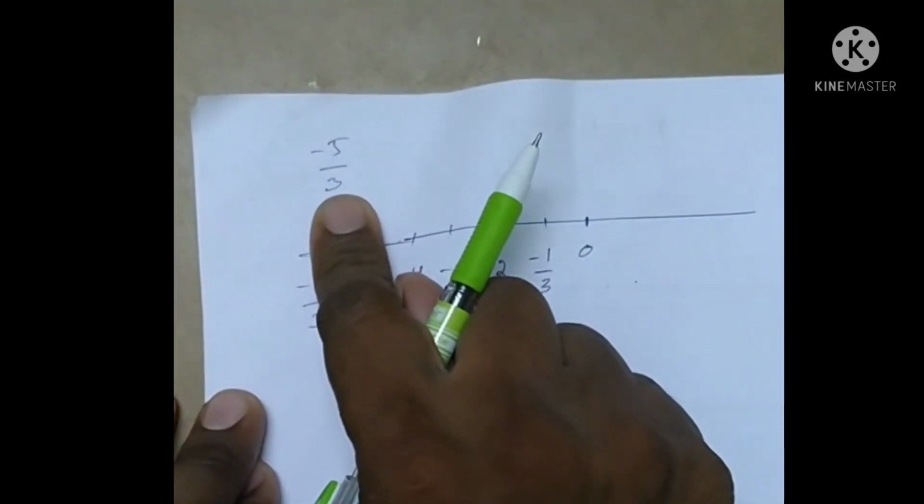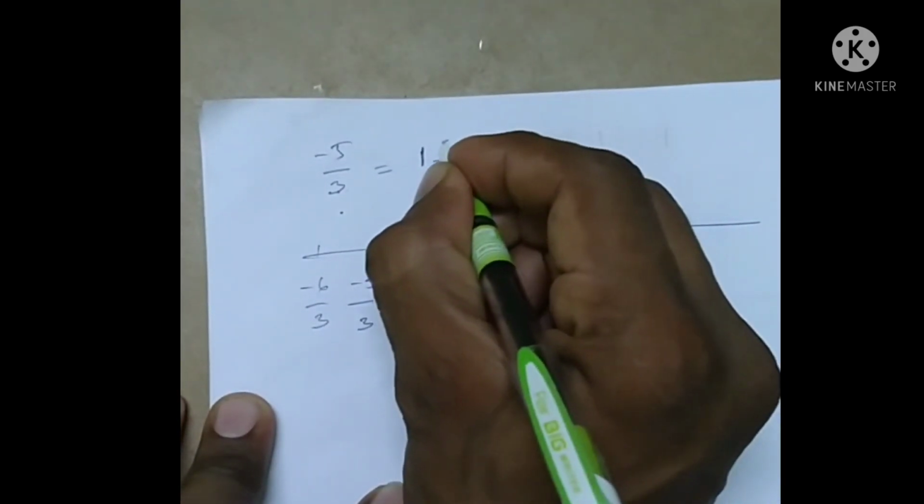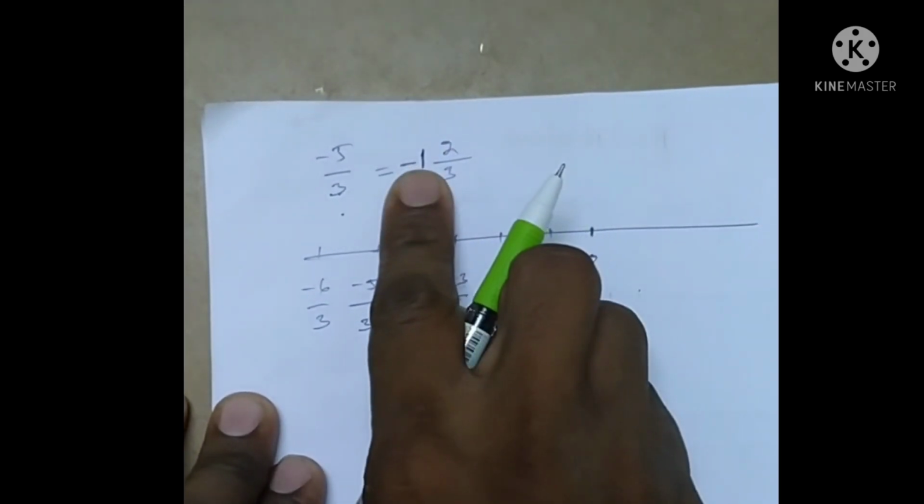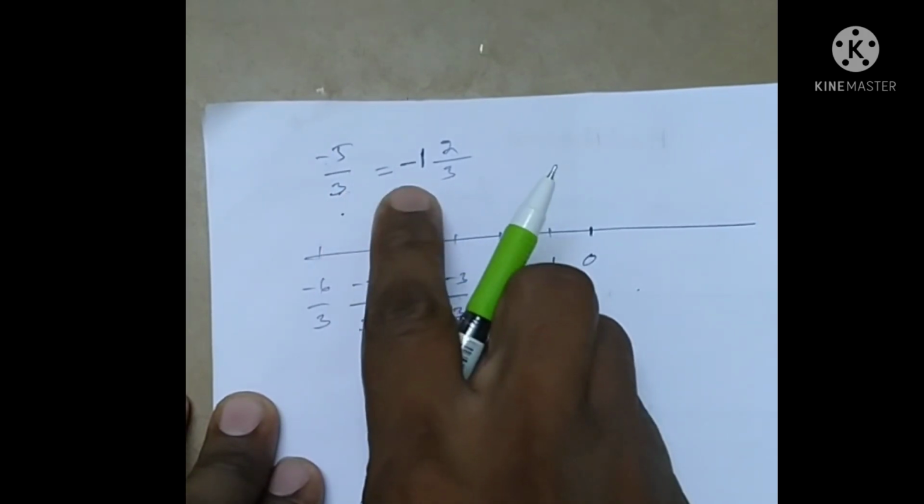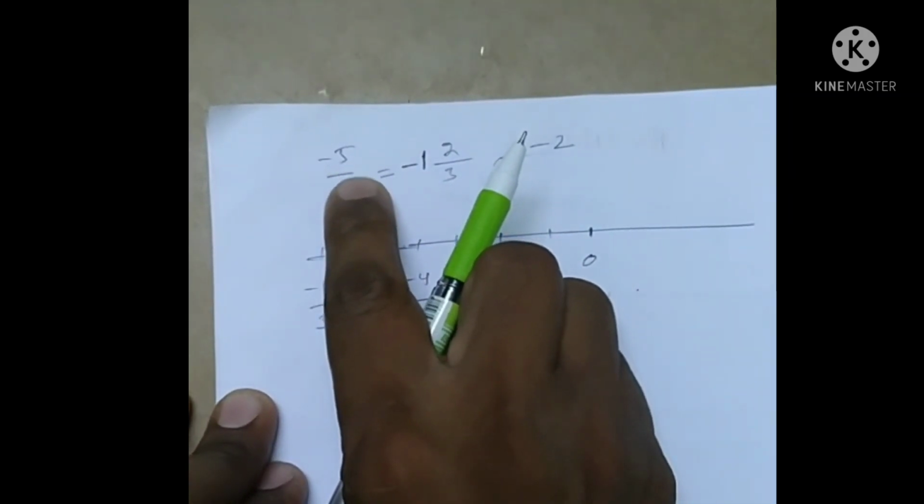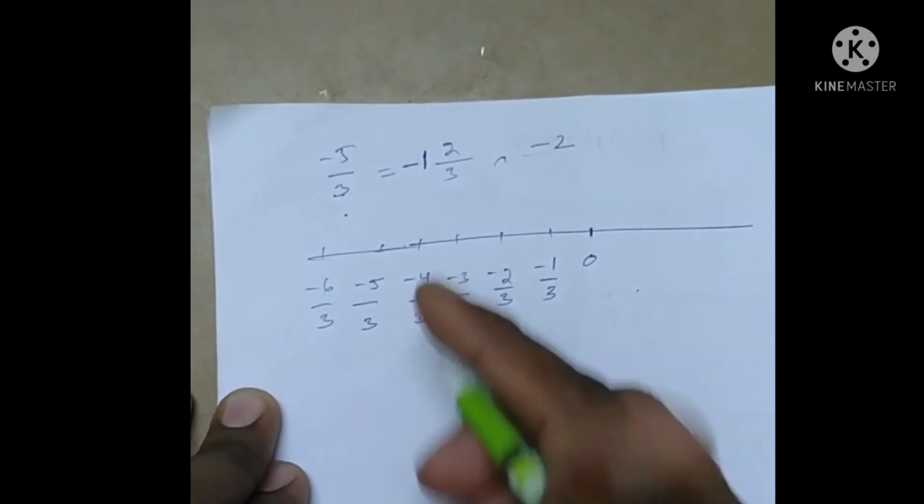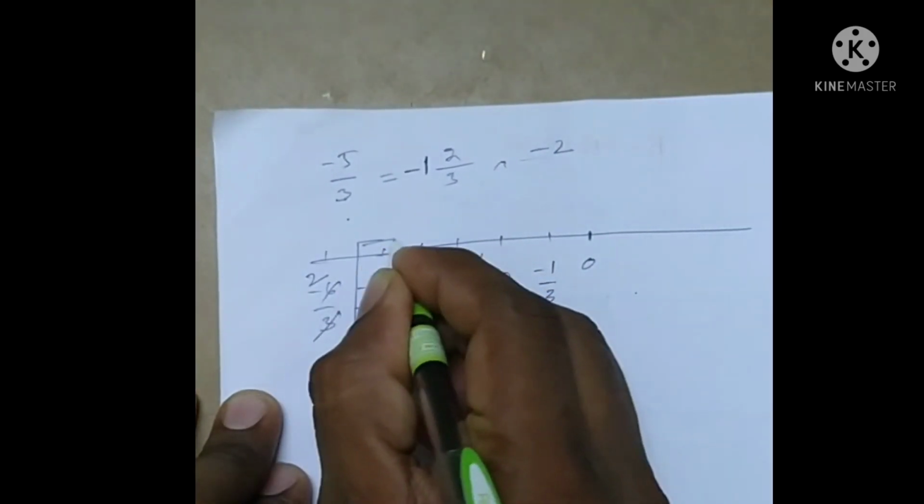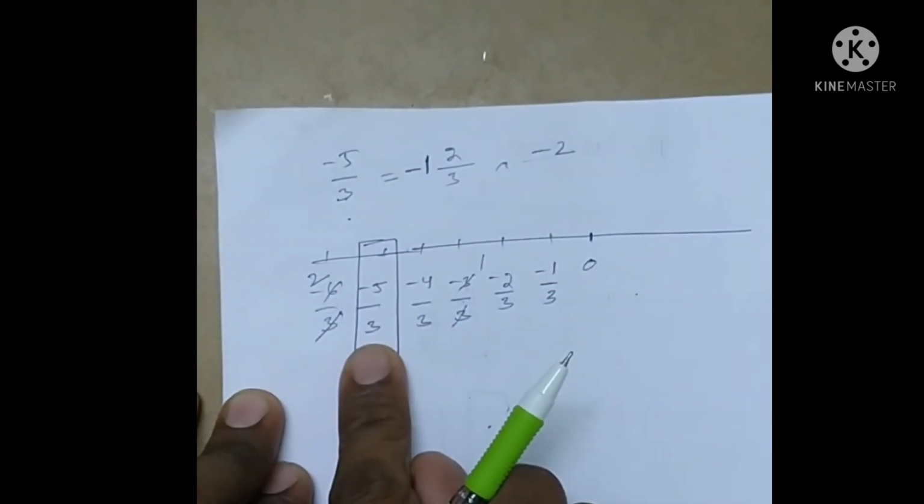So the value -5 by 3 is always in between -1 and -2. How? Here 3 ones are 3, the remaining carry is 2. So here -5 by 3 means -1 and 2 by 3. The value -5 by 3 is in between -1 and -2. Here also, 3 twos are 6 and 3 ones are 3. So this is our required rational number -5 by 3.